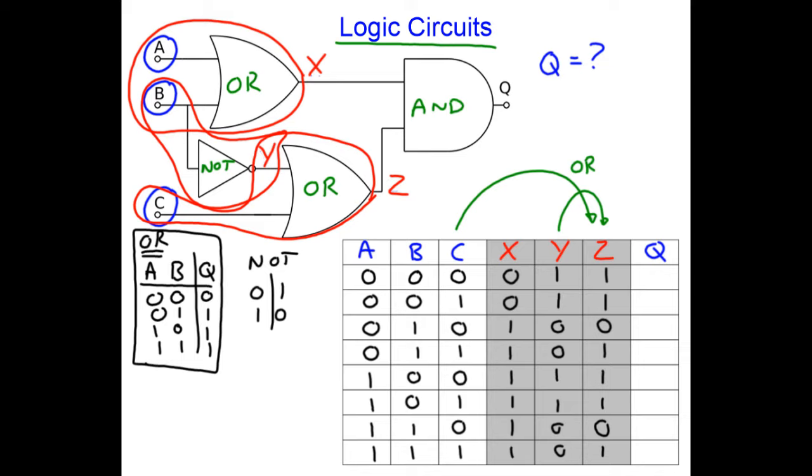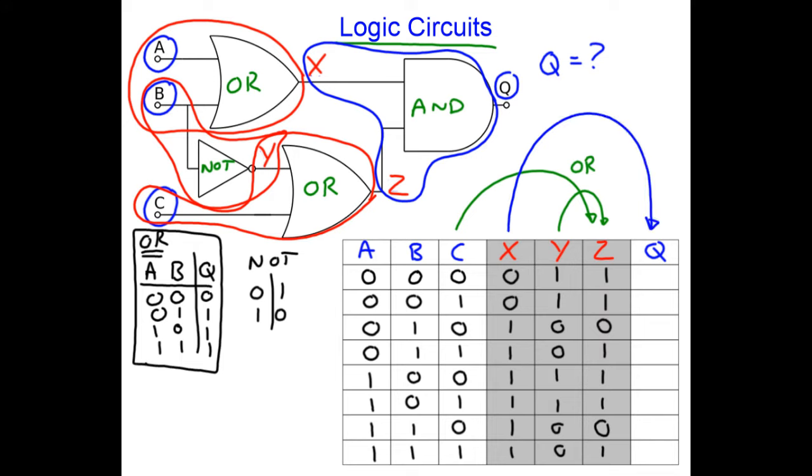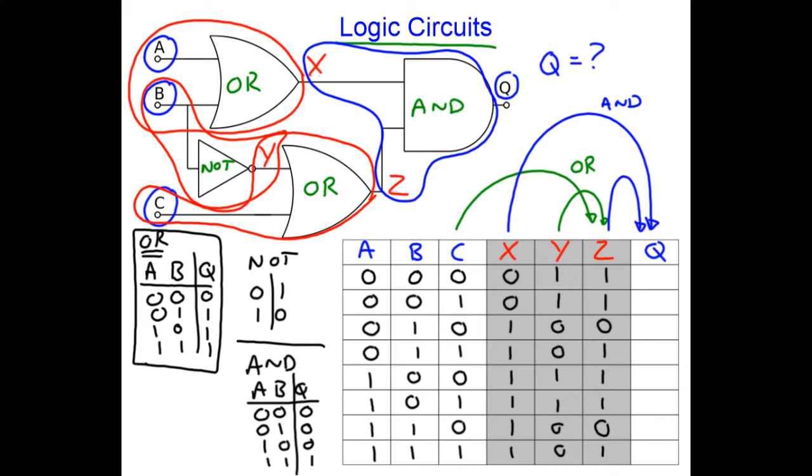Now finally, our output Q, this output here, is the AND function of X and Z. So I have to take X and Z and combine them in an AND function. Now we haven't got the AND function yet, so let's write it out. So A, B, Q. We go 0, 0 gives me 0, 0, 1 gives me 0, 1, 0 gives me 0, 1, 1 gives me 1. So that's the AND gate. These should be bread and butter for us. We should know these each time.